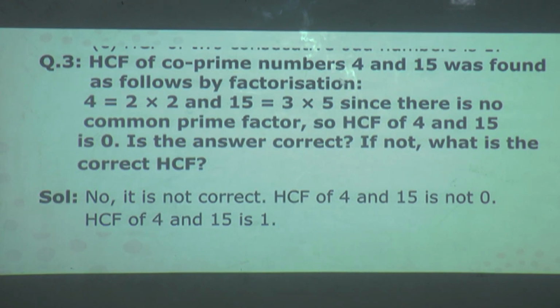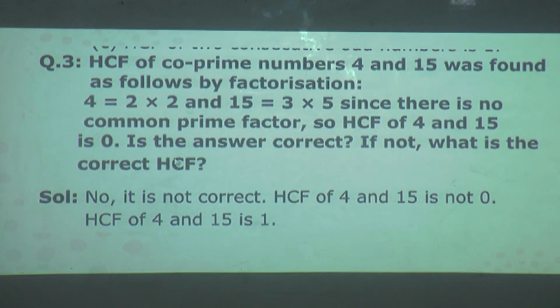HCF of co-prime numbers 4 and 15 was found as follows by factorization. The prime factors of 4 are 2 into 2 and of 15 are 3 into 5. Since there is no common prime factor, HCF of 4 and 15 is 0. Is the answer correct? If not, what is the correct HCF?